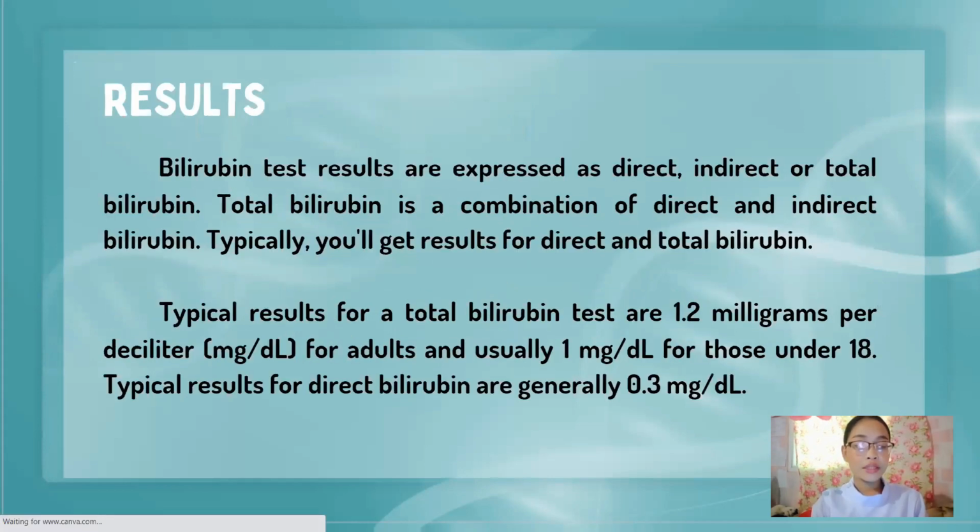Results. Bilirubin test results are expressed as direct, indirect, or total bilirubin. Total bilirubin is a combination of direct and indirect bilirubin. Typically, you'll get results for direct and total bilirubin. Typical results for a total bilirubin test are 1.2 mg per deciliter for adults, and usually 1 mg per deciliter for those under 18. Typical results for direct bilirubin are generally 0.3 mg per deciliter.